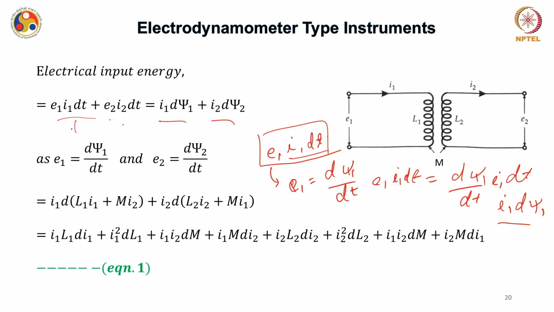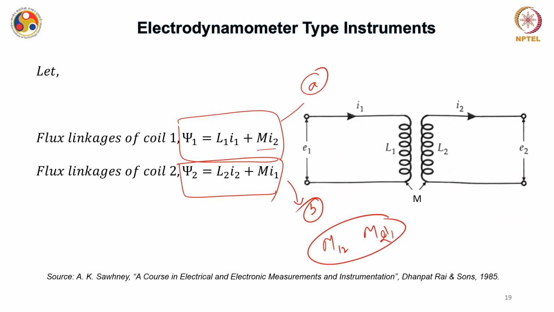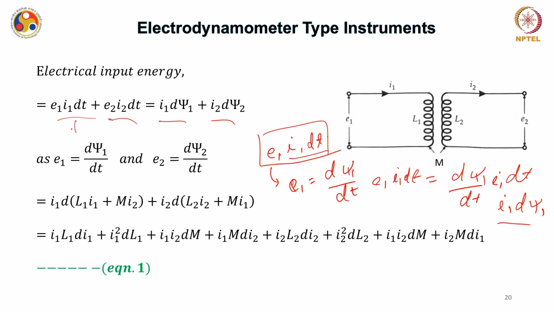Similarly, you can write it for E2 I2 dt. So now let us put the value of this psi 1 and psi 2 from equation A and B in this particular equation.